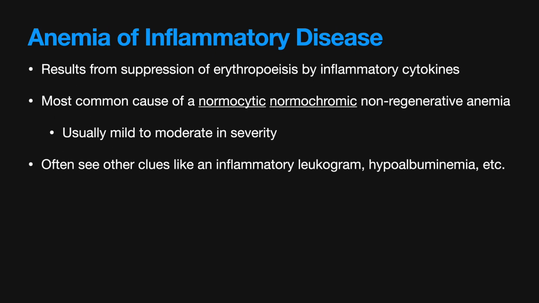Anemia of inflammatory disease results from suppression of erythropoiesis by inflammatory cytokines. This condition is the most common cause of a mild to moderate, normocytic, normochromic, non-regenerative anemia in our veterinary species. You can often see other clues like an inflammatory leukogram, hypoalbuminemia, etc., on the animal's blood work to help indicate that this is the underlying cause of that anemia.